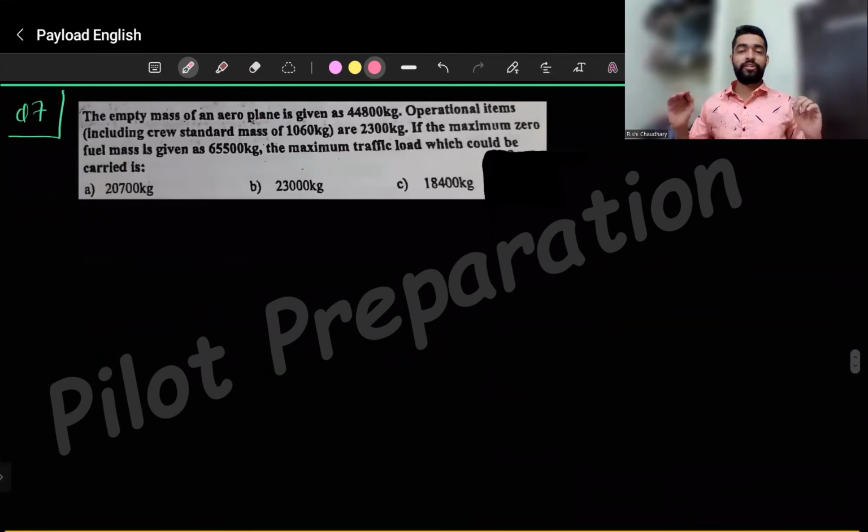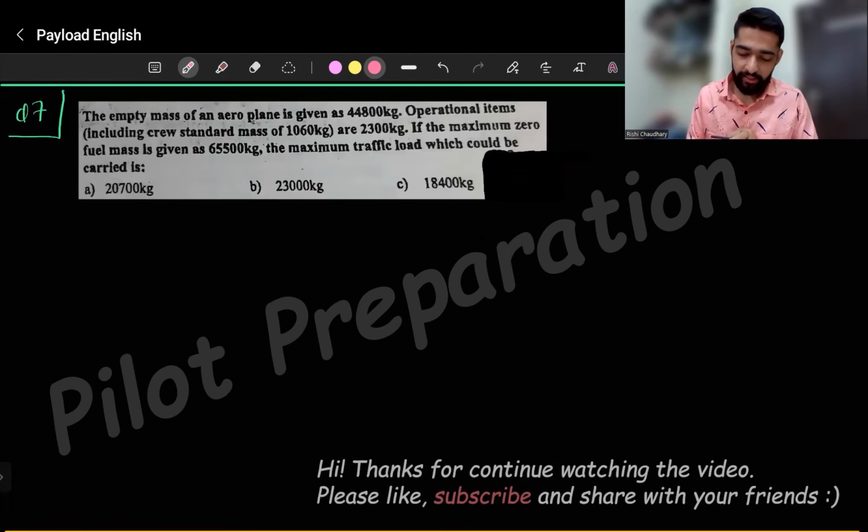Let's move on to question number 7. The empty mass of an aeroplane is given as 44,800 kg. Operational items include crew, standard mass 1060 kg or 2300 kg. If the maximum zero fuel mass is 65,500 kg, the maximum traffic load that could be carried is how much?